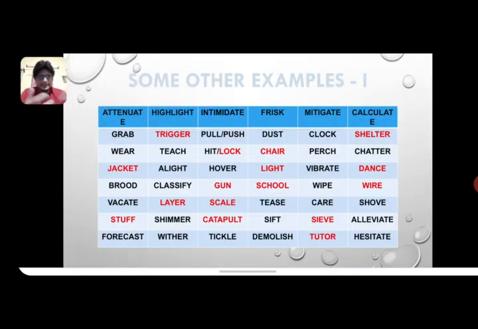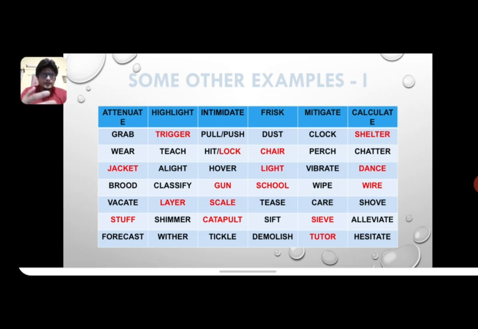Let's talk about the next set of examples. There are a lot of examples that you usually don't use, possibly because lack of words is a problem. As I told you in the very beginning of my classes, vocabulary is always a boon in one's life. Attenuate simply means to lower down, to lessen the impact of something, right? Then highlight. Intimidate means to threaten somebody, right?